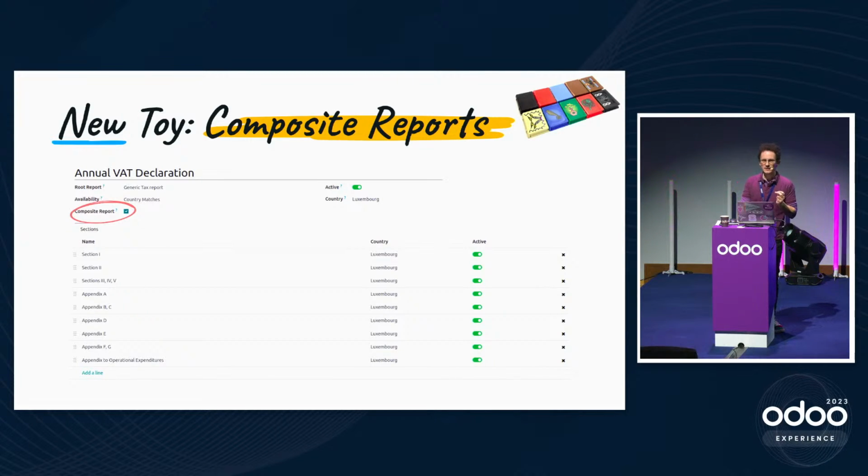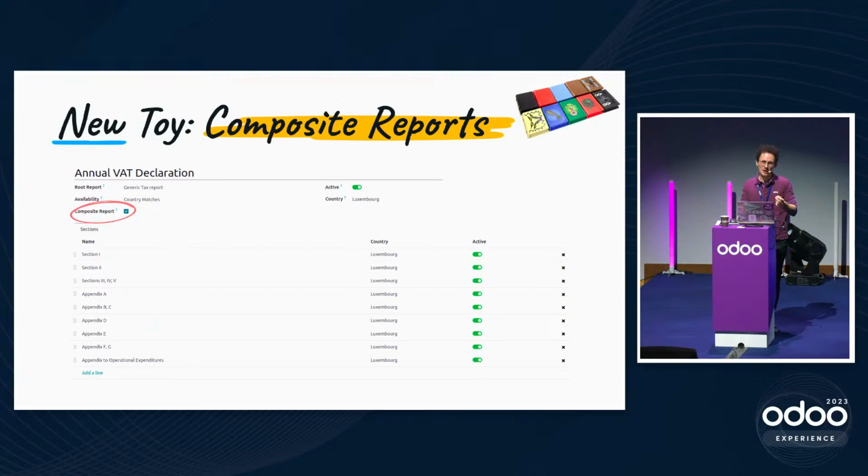Basically the idea is that you just have a checkbox to tick on the report, telling that this one is going to be a composite report. If you do that, you can select sections. And sections, what are those? They are just other reports that you're going to group into your composite report.